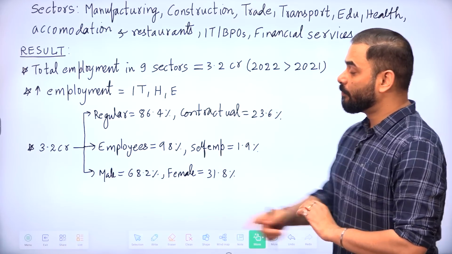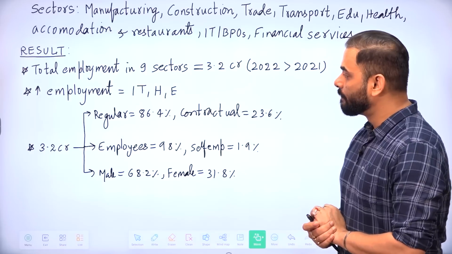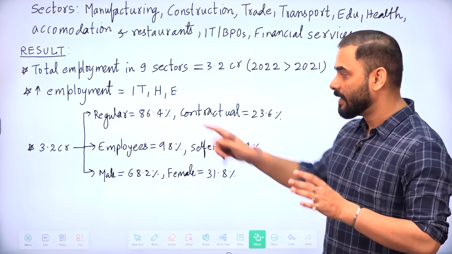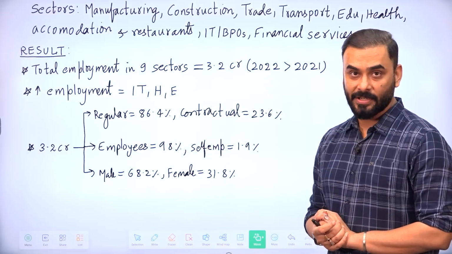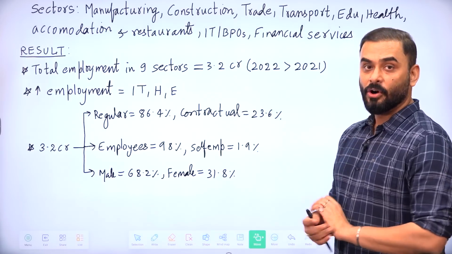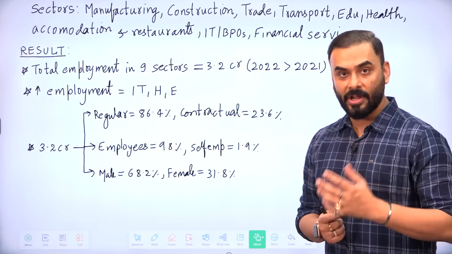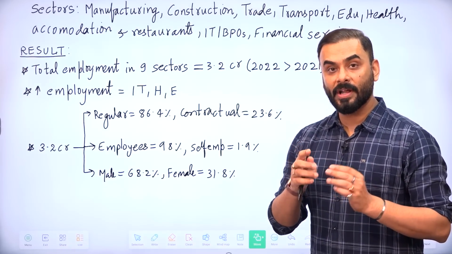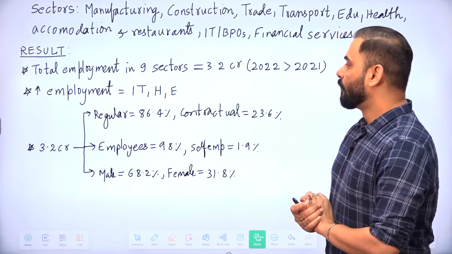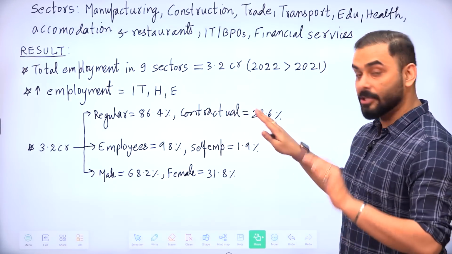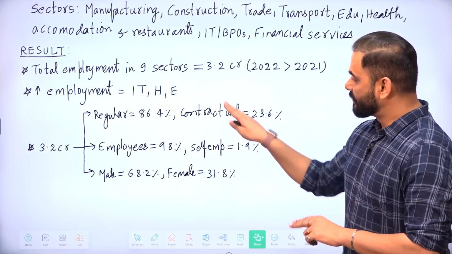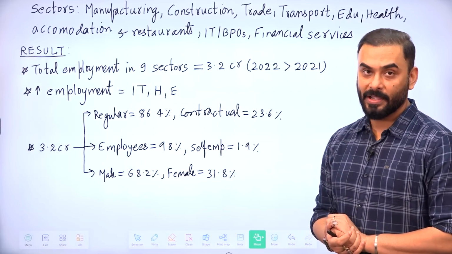Now, out of these 3.2 crore people, regular employment is 86.4%, which means they are working on salary on a regular basis, and 23.6% are contractual, which means they have got work contracts only for a limited time period. So regular employment is more, contractual is slightly less. So this is the nature of these 3.2 crore employed people.